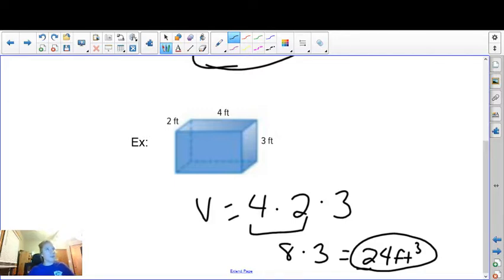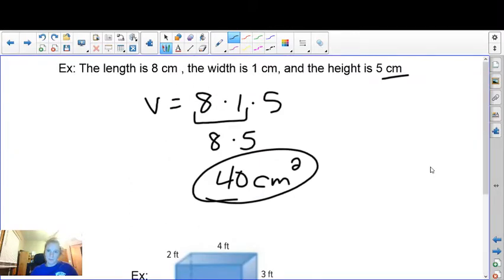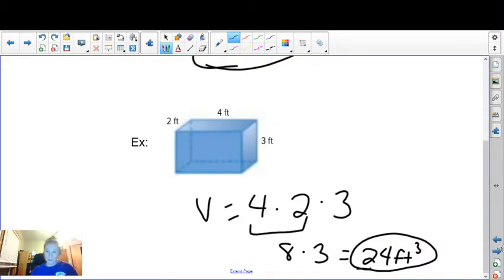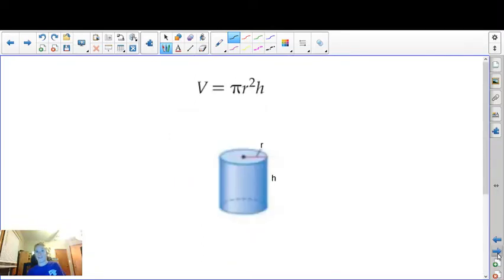Just like with our other things, our perimeter and our area, we did square shapes and then we did circle shapes. Well, now we have square-like shapes, like my calculator, right? And then we have cylinders. Yes. We like cylinders.